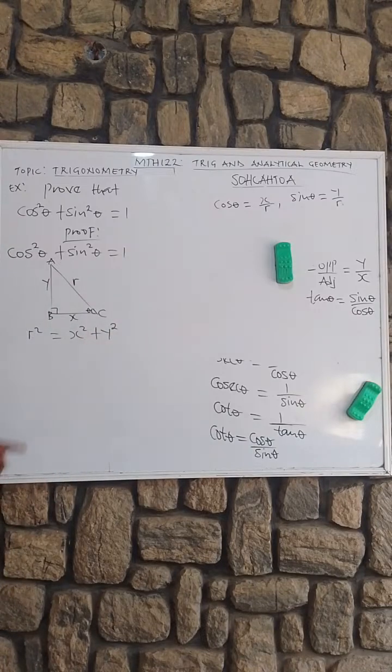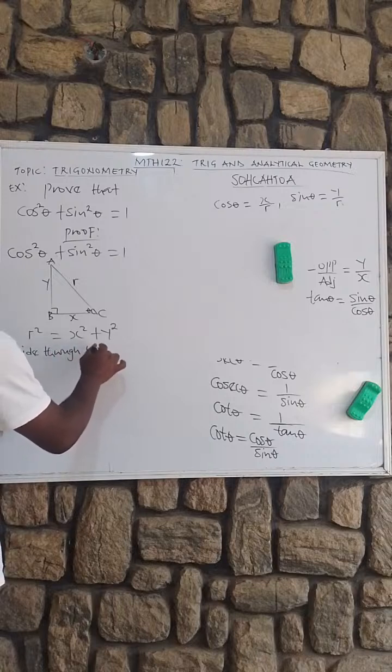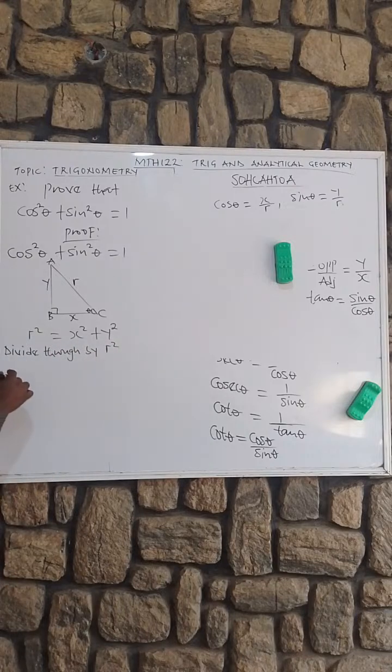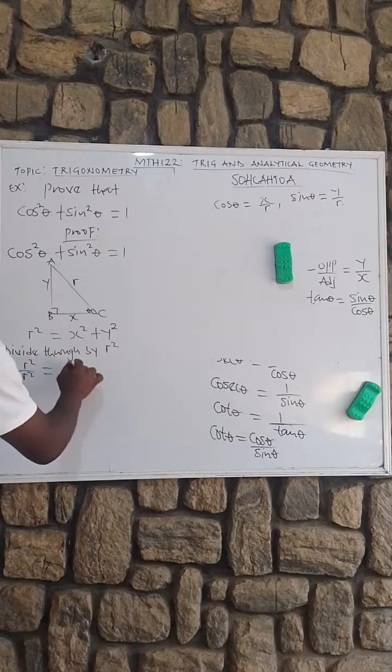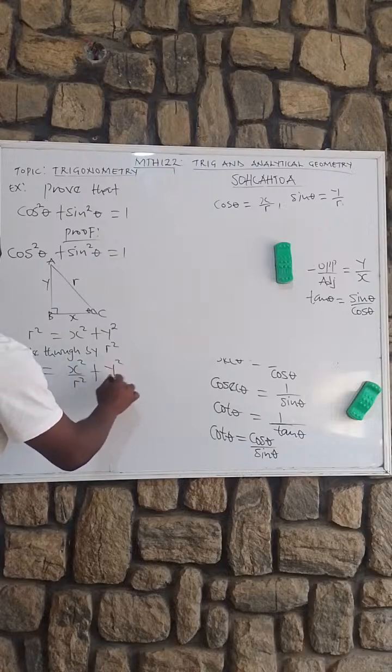So now what we need to do here is divide through by r square. Is that clear? Let us divide through by r square. Do you understand? So we now say divide through by r square. This implies that r square all over r square is equal to x square all over r square plus y square all over r square.